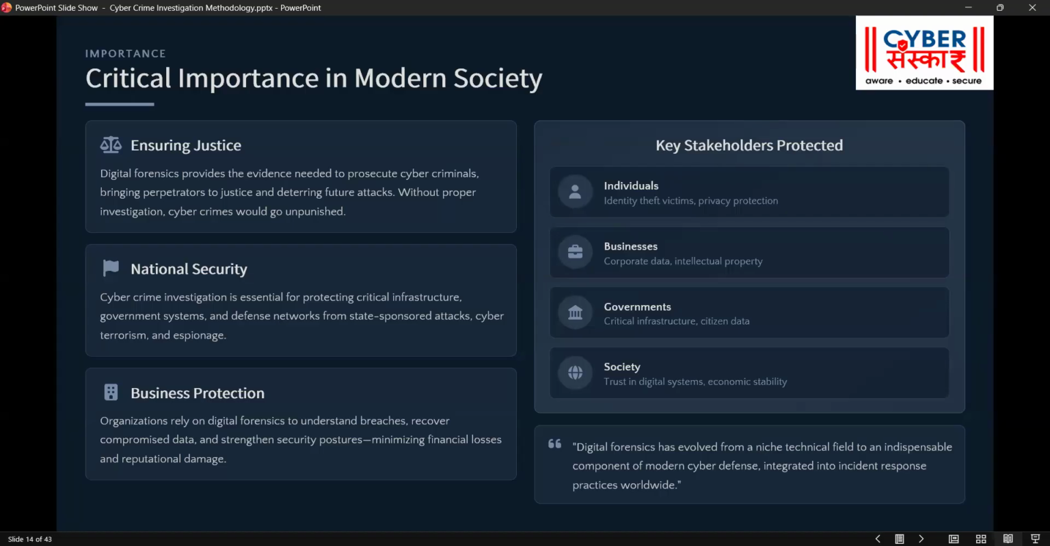Firstly, we have ensured justice. Second point is national security. Third point is your business protection.